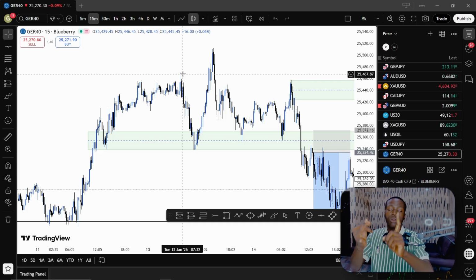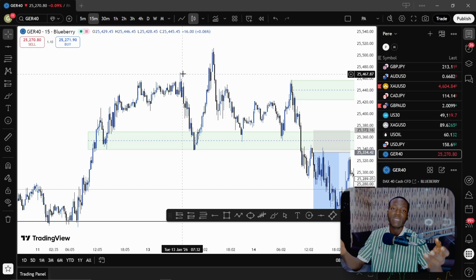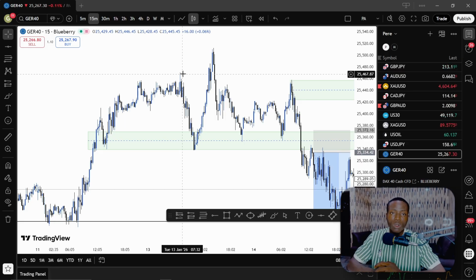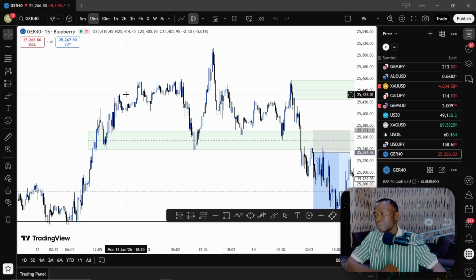It works on indices, commodities, crypto, any single place, because support and resistance is basically what actually drives the whole trading market. So if you know how to use it well, you will surely be profitable with it.